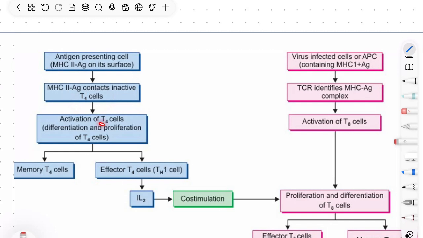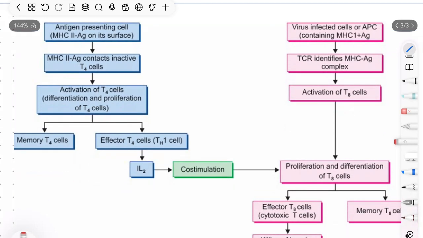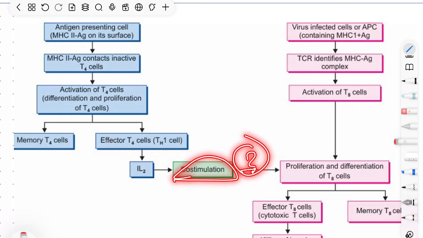After that, they get activated and proliferate. After the proliferation, these cells are divided into two types: one is the memory cells and one is the effector cells. Okay, T memory cells and T effector cells. And in T helper cells also we have types, right? T helper 1 cell and T helper 2 cell. In this case, T helper 1 cell releases interleukins. After the release of interleukins, there will be a co-stimulation process. These two processes take place simultaneously. Co-stimulation of what? We'll be studying this now.